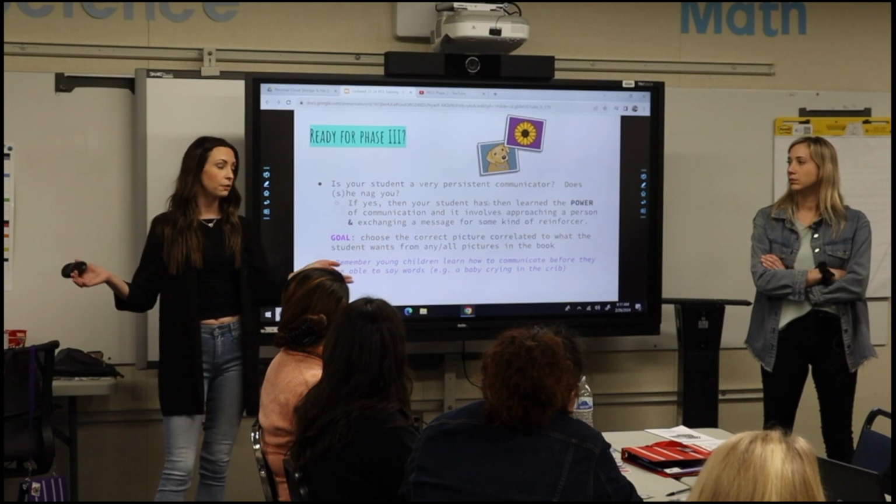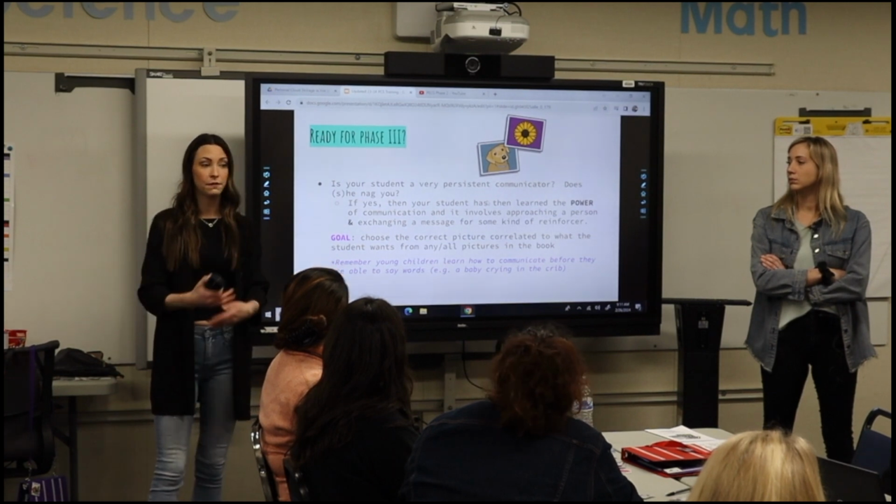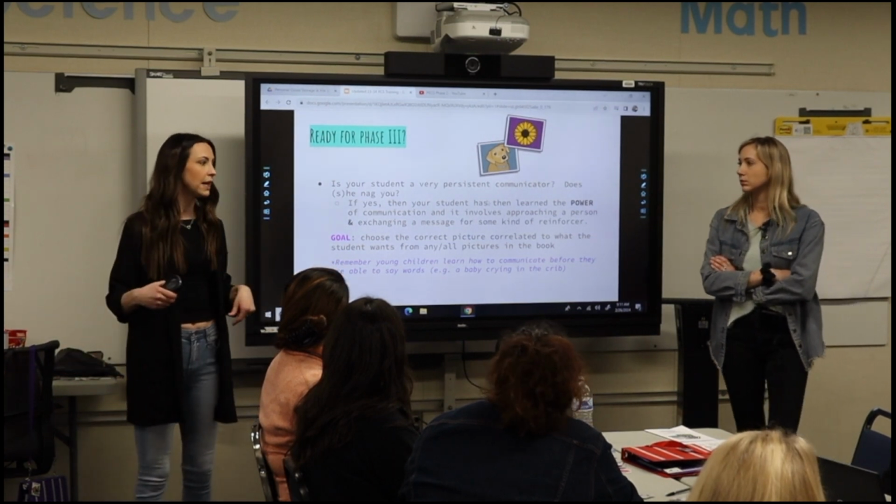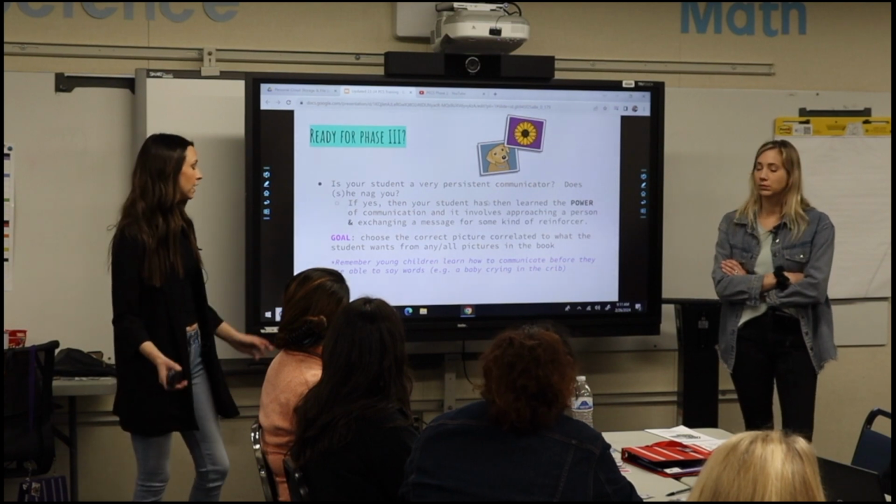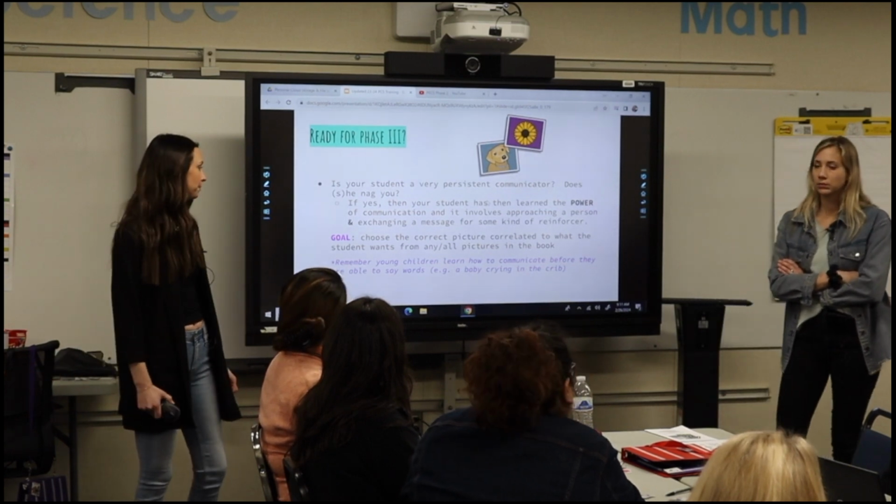Some kids, it's overwhelming. Some kids, we can fill that entire book. You can add extra pages, and you would organize it according to individual students.